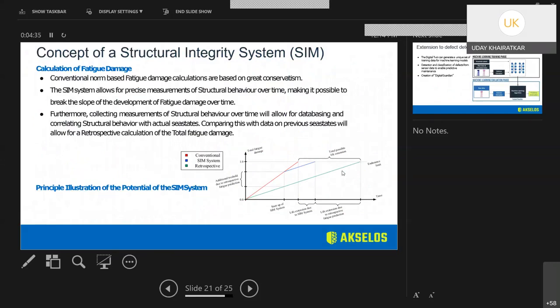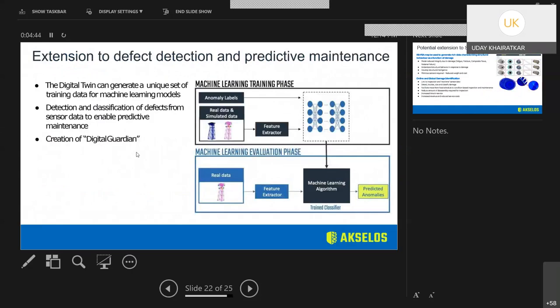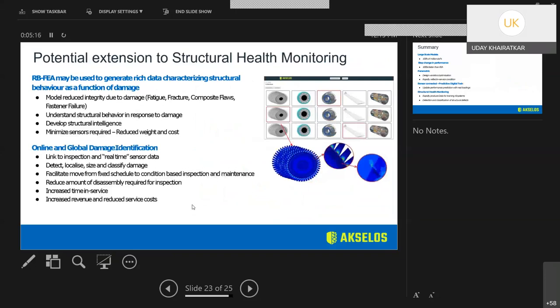So on account of continuous monitoring, we can even extend the life of the model. The digital twin can generate a unique set of training data for machine learning models. Basically, the most important factor is creating a digital model of the structure. Right now, our company is working on a sample bridge, and we are trying to create a digital model which will actually represent the true bridge at site. Are there advantages?